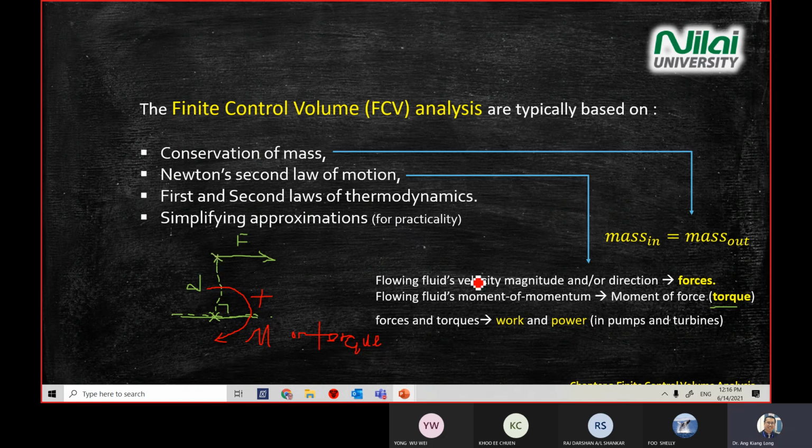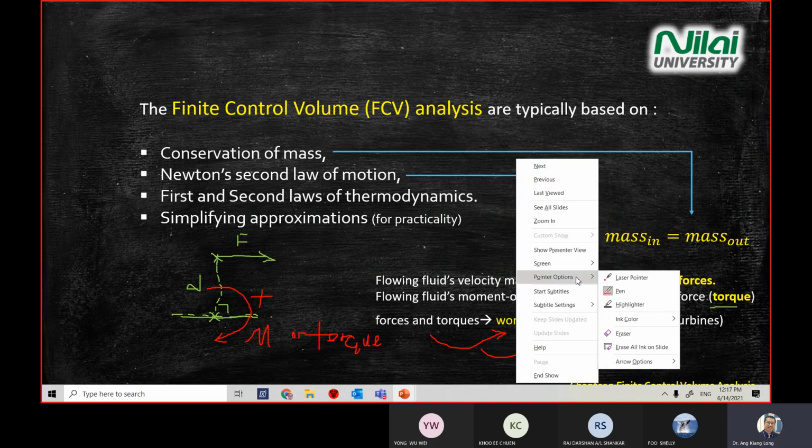All right. So you need to recall all these fundamental physics. And from the force and moment, or force to torque, you can convert them to work and power. This one, we'll look at force converted to torque in the last chapter of this module, where we look at pump and turbine. So the force will convert to work and power. Okay.